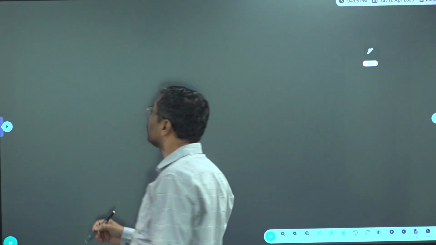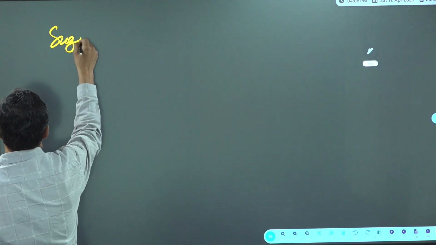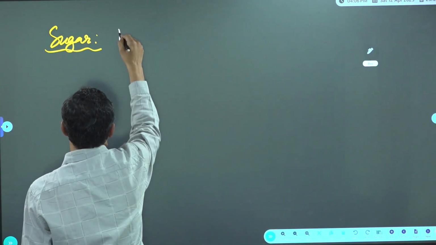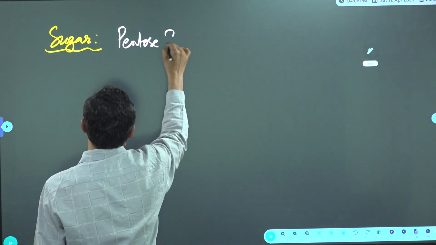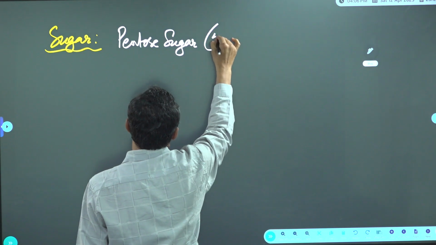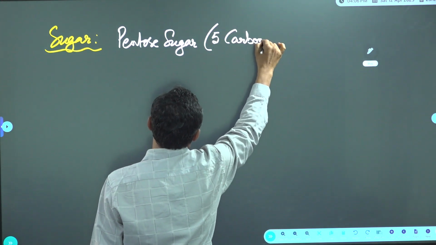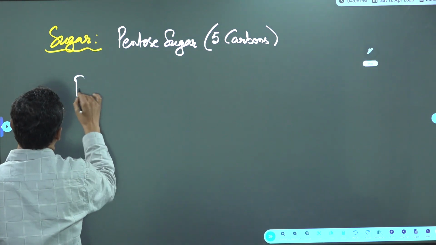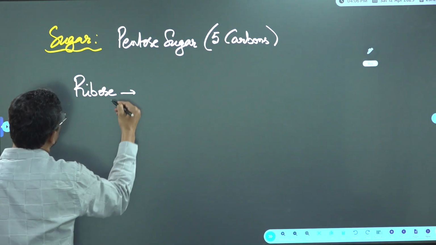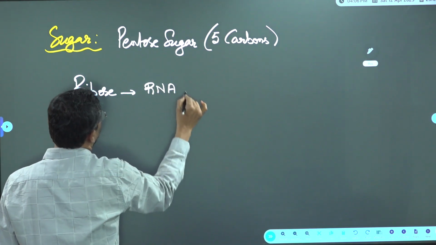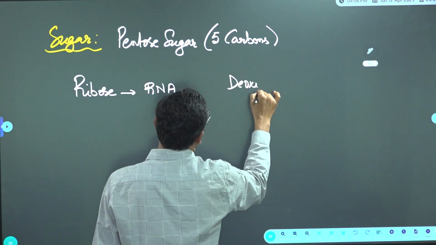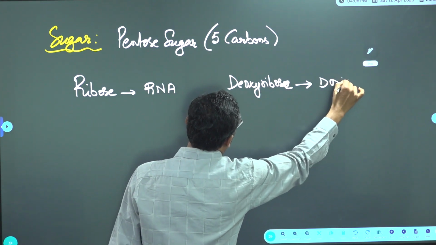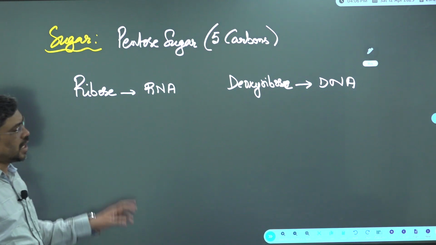Sugar. Here, the sugar is a pentose sugar. Pentose sugar means it contains 5 carbon atoms. A 5-carbon sugar is called a pentose sugar. Actually, the sugar is ribose in case of RNA, whereas it is deoxyribose in case of DNA.